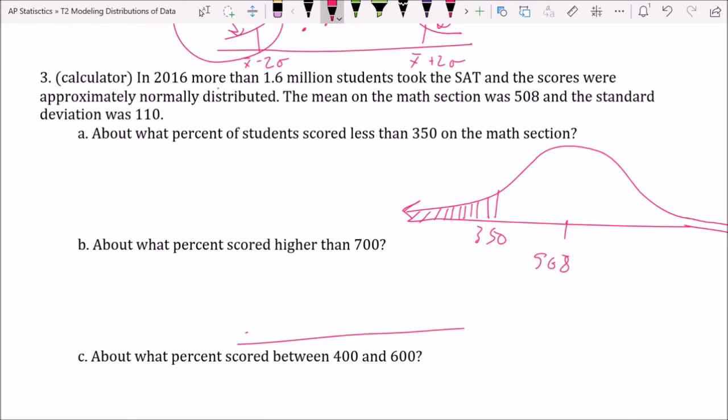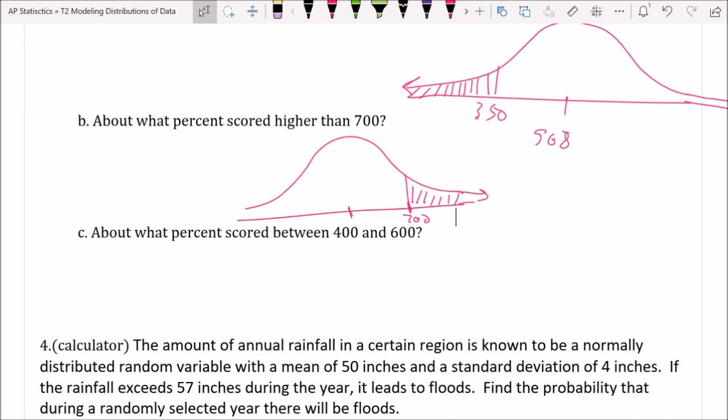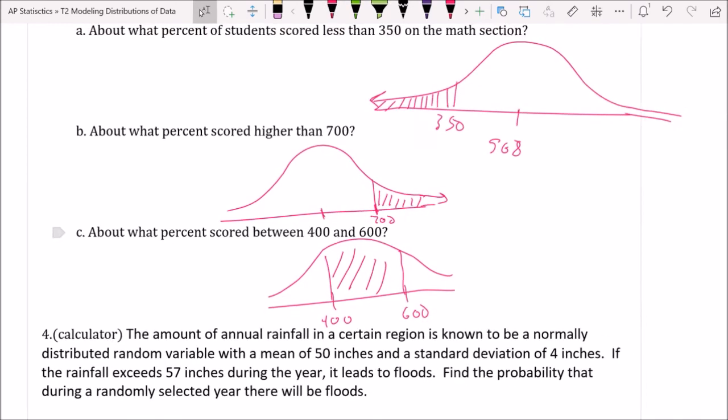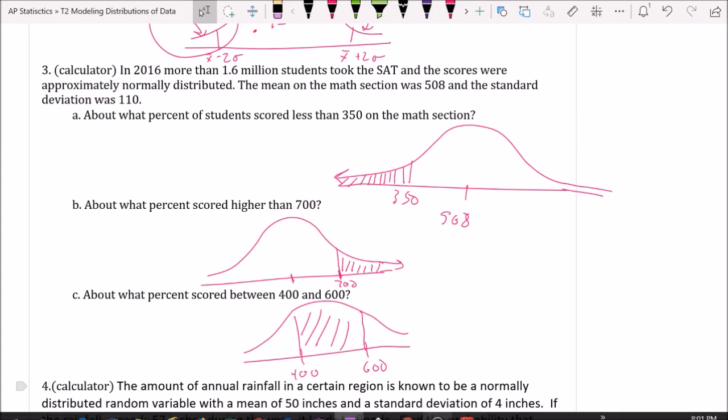Similarly, on the second one, it says what percentage score higher than 700? If the mean is 508, 700's over here. And so again, as I shade this, how far does that shading go? Technically, it goes forever. And we'll use that in the calculator in just a second. Third one, what percentage score between 400 and 600? And notice these are really rough sketches, but they're going to make it really easy to see what to type in the calculator. 400, 600, that's our shaded area. So now that I have all 3 of those, I'm going to jump over to the calculator.